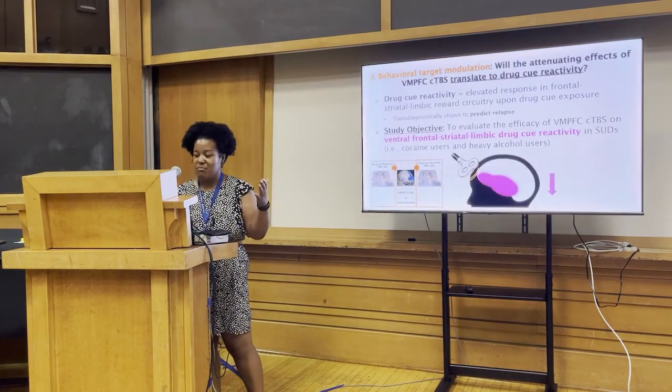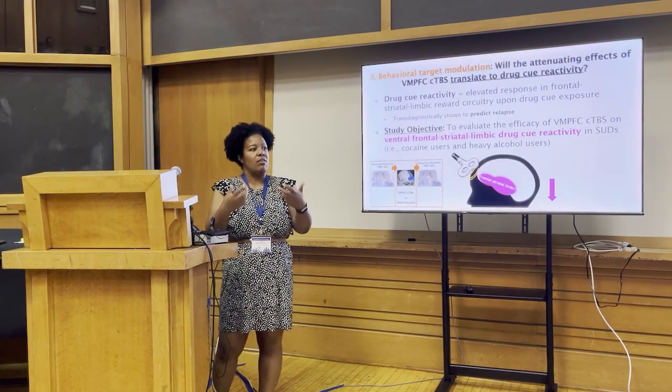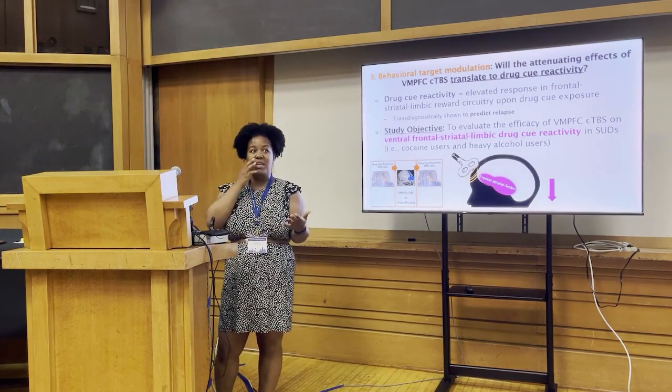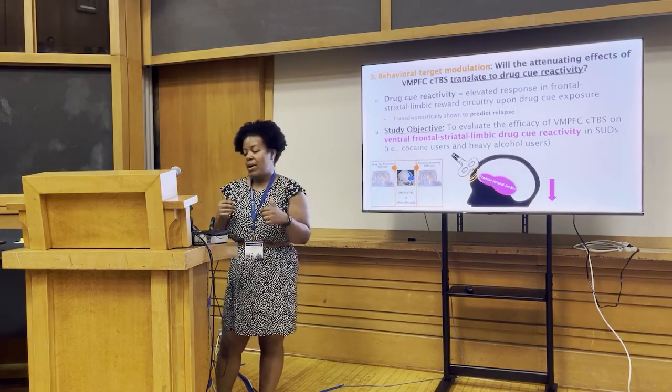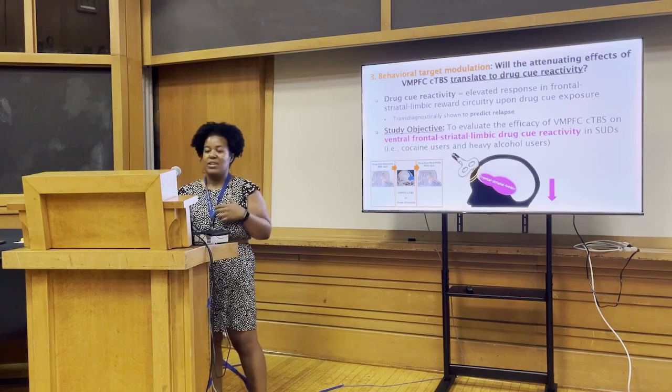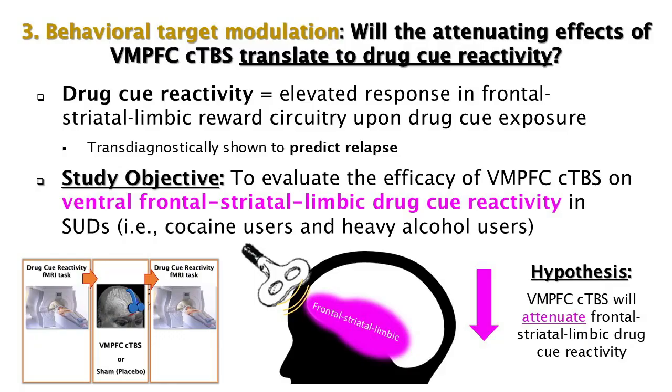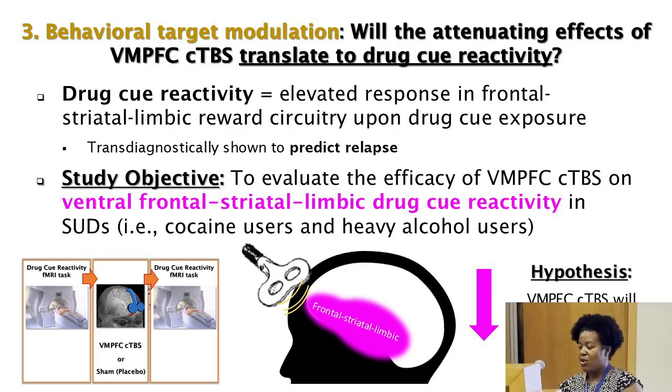But obviously the main question is, does this actually have behavioral relevance? Does this translate to the behavioral engagement of the circuit? We know that drug cue reactivity, which is the response of the reward circuit upon drug cue exposure, is actually predictive of relapse transdiagnostically. For most substances of abuse, this has been demonstrated to predict treatment response. So whether or not somebody will remain abstinent, the magnitude of this response can predict the likelihood of relapse. So we wanted to know whether or not we were able to actually shift drug cue reactivity.